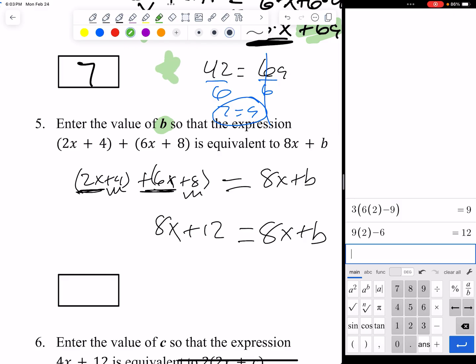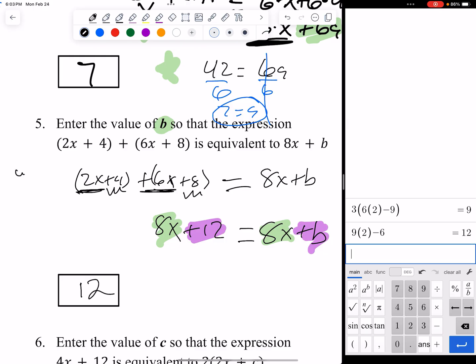I have 8x and 8x, so those are the same. So if those are the same, that means that 12 should be the same as B. So in other words, B is just 12. Not horrible, right? Not that bad. It looked a lot scarier than it actually was.